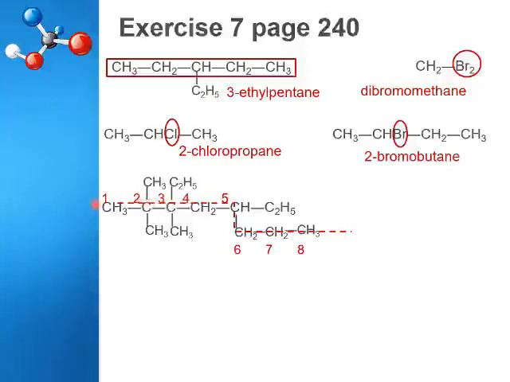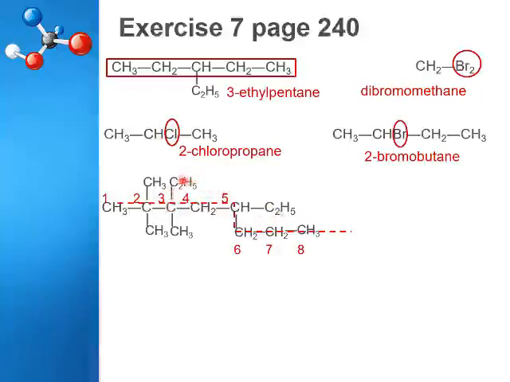In this case, we start from this extremity, since when starting here, the branches take the smallest numbers. If we start from this extremity, the first branch is attached to the carbon number 5, while here the first ramification or branch is attached to the carbon number 2. So we must start in this direction, and we have 2, 3 methyl, and we have 3 and 5 dimethyl.